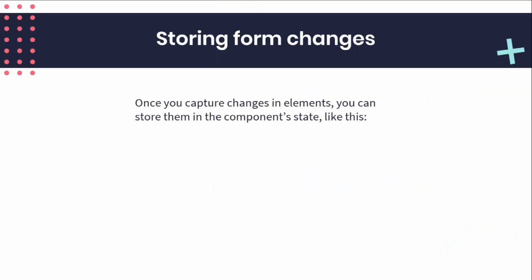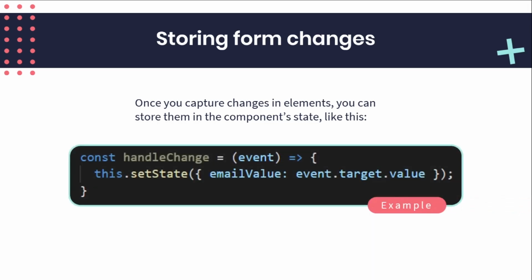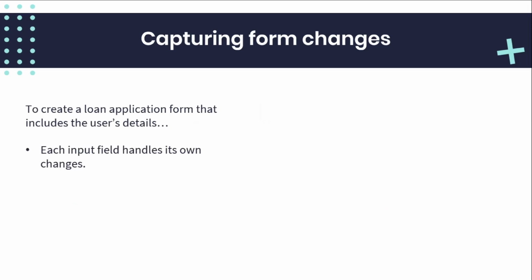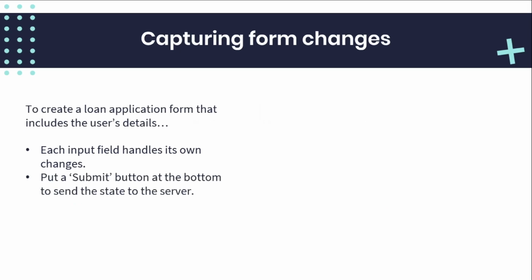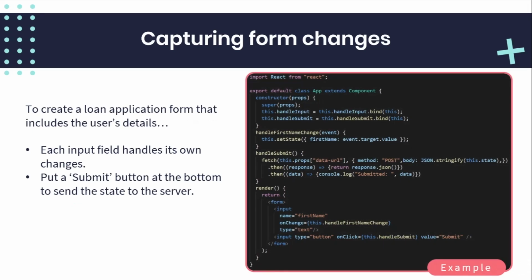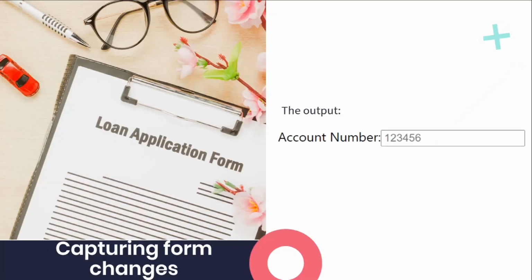Once you capture changes in elements, you can store them in the component state like this. Sooner or later, you'll need to send this information to a server or another component, and in this case, you'll have the values neatly organized in the state. For example, suppose you want to create a loan application form that includes the user's name, address, telephone number, and social security number. Each input field handles its own changes. At the bottom of this form, you'll put a submit button to send the state to the server. And this example shows the name field with onChange, which keeps all input in the state. And the output would look like this.